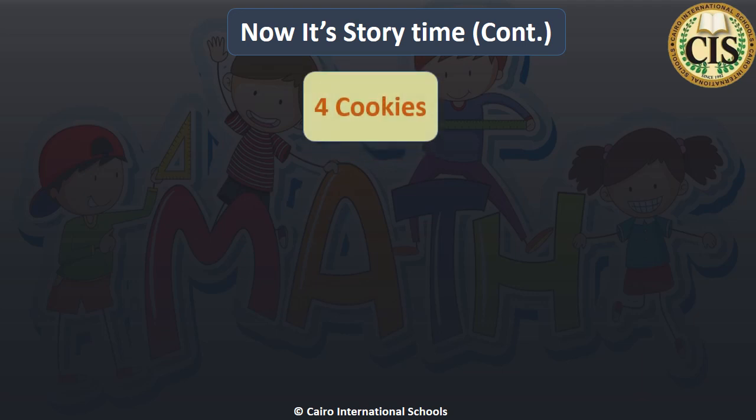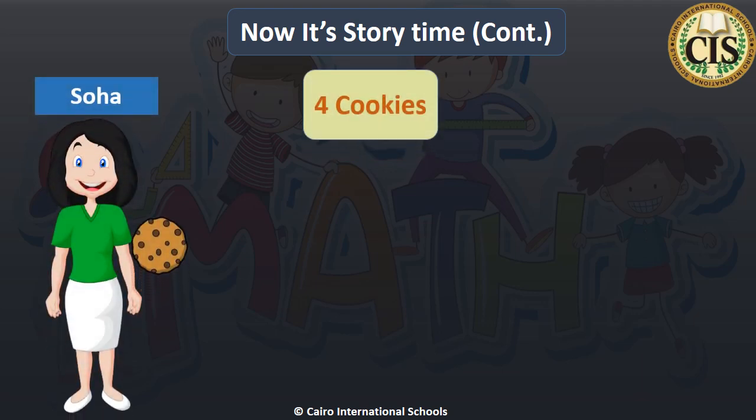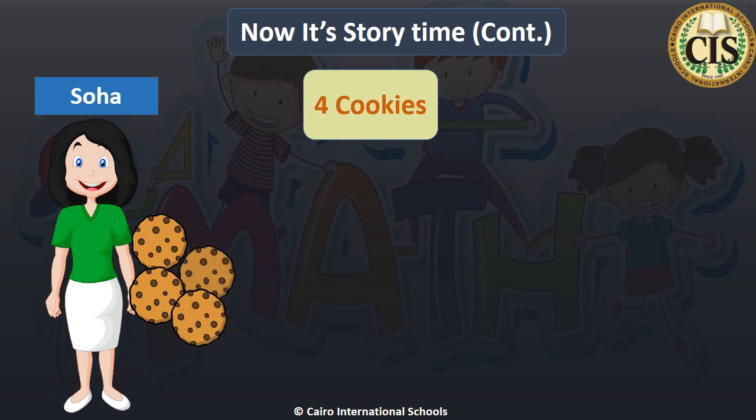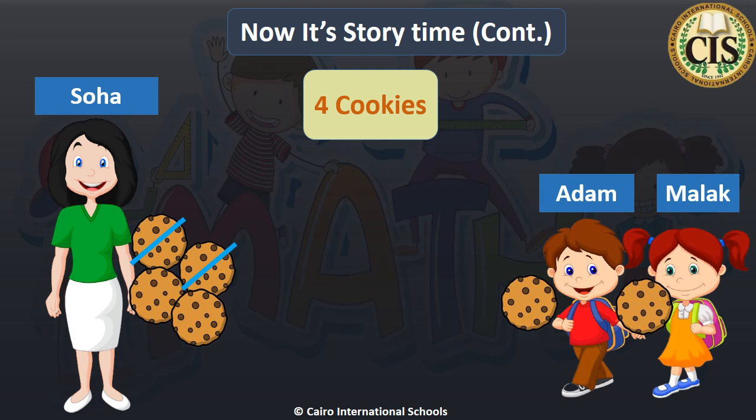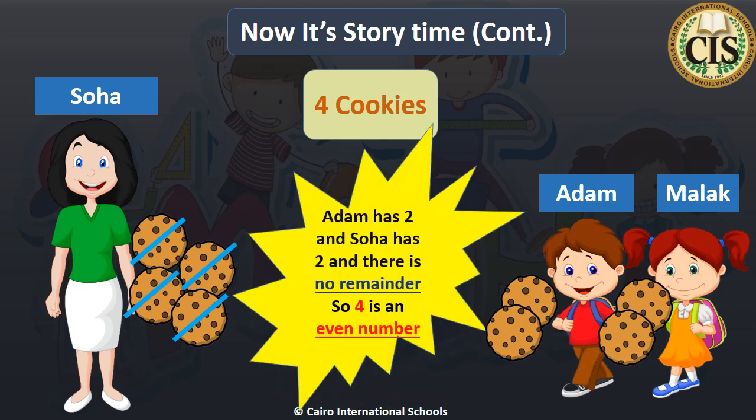Now, let's see how the mother will distribute 4 cookies among Adam and Malak. The first cookie will go to Adam, and the second cookie will go to Malak. The third cookie will go to Adam also, and the last cookie will go to Malak. As we see here, there is no remainder. Each of Adam and Malak now has 2 cookies, and there is no remainder. So we can say that 4 is an even number.